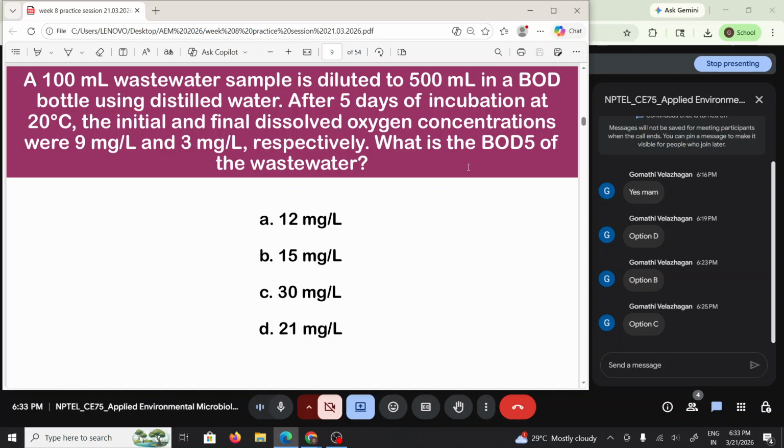Okay, next is kind of a problem question. A 100 ml wastewater sample is diluted to 500 ml in a BOD bottle using distilled water. After 5 days of incubation at 20 degrees Celsius, the initial and final dissolved oxygen concentrations were 9 milligram per liter and 3 milligram per liter respectively. So the initial concentration was 9, and after 5 days it was 3 milligram per liter. What is the BOD of the wastewater? I have given the essential information for you to figure out the BOD of the wastewater. You just have to give me the answer.